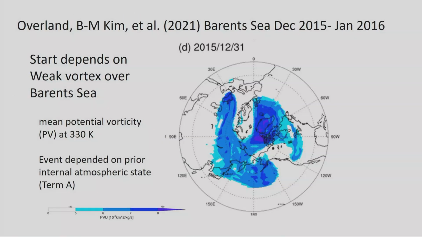The other case study is across the Arctic in the Barents Sea region. The blue shows the polar vortex magnitude, and there's a breakdown, weakening of the vortex over the greater Barents Sea region around the first of the month of January.